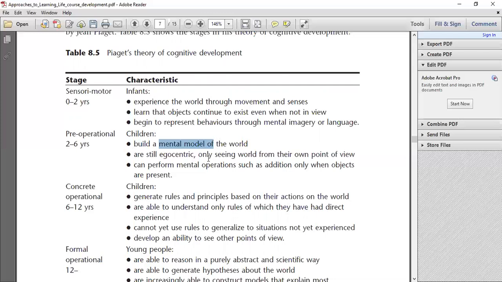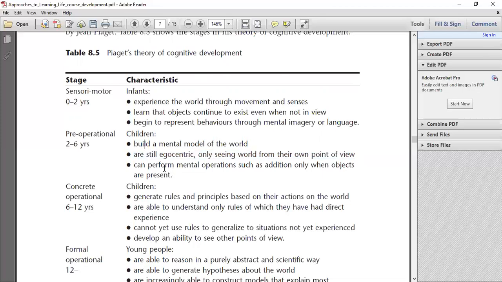And they are still egocentric. Everything has to be around them, I am important. So they see the world according to their viewpoint, and that's why at this stage children do not share things, they want to have everything for themselves, and they do not share things with other children or with the older siblings or the younger siblings.